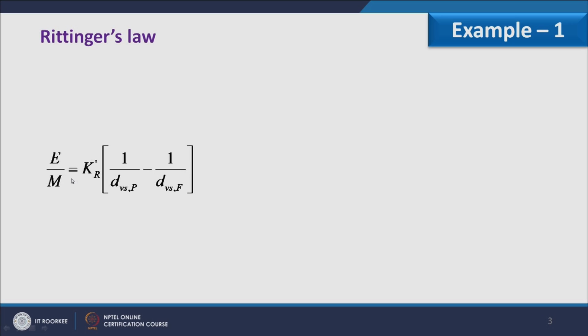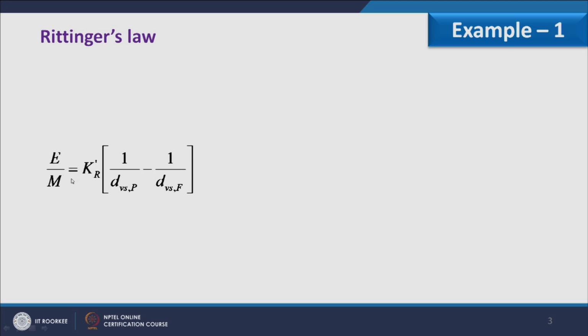However, in the present example the same problem we have to solve using Rittinger's law. As far as Rittinger's law is concerned, this is the expression where E by m equals Kr dash, bracket 1 over dVsp minus 1 over dVsf. When we discussed Rittinger's law in lecture 1 of week 3, we represented this in terms of the specific surface of product as well as feed, and in terms of this dVs, that is Sauter diameter, which is the volume surface mean diameter.